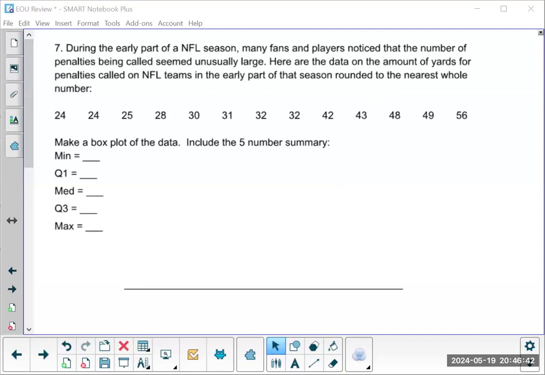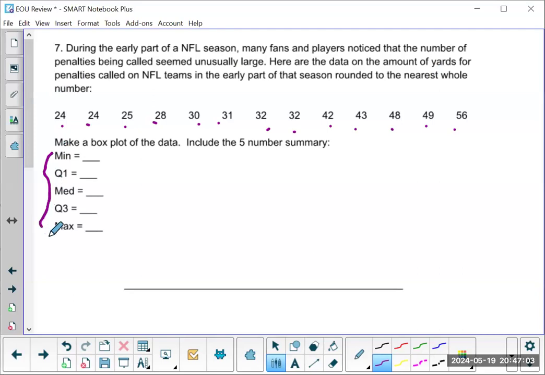They did not tell us how many numbers they included, but they did put them in order for us. So we can just count 1, 2, 3, 4, 5, 6, 7, 8, 9, 10, 11, 12, 13. So there's 13 numbers. To find the box plot, remember we need the 5-number summary, so we have it listed already over here for you. The minimum is 24. Maximum is 56.